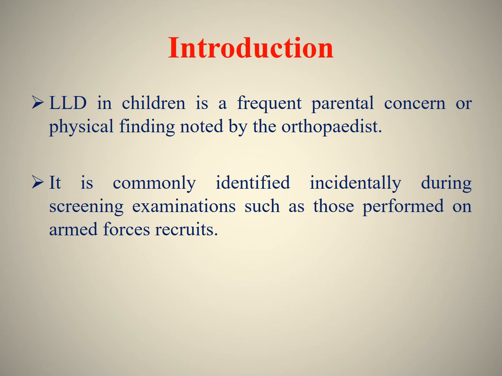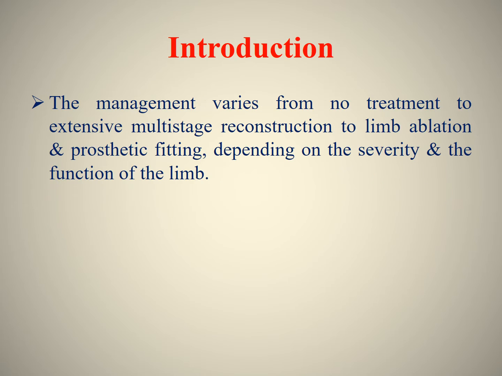Limb length discrepancy in children is a frequent parental concern or physical finding noted by the orthopedist. It is commonly identified incidentally during screening examinations, such as those performed on armed forces recruits. The management varies from no treatment at all to extensive multi-stage reconstruction to limb ablation and prosthetic fitting, depending on the severity and the function of the limb.